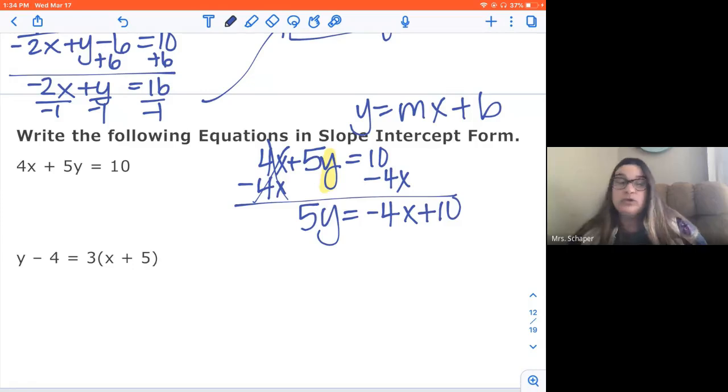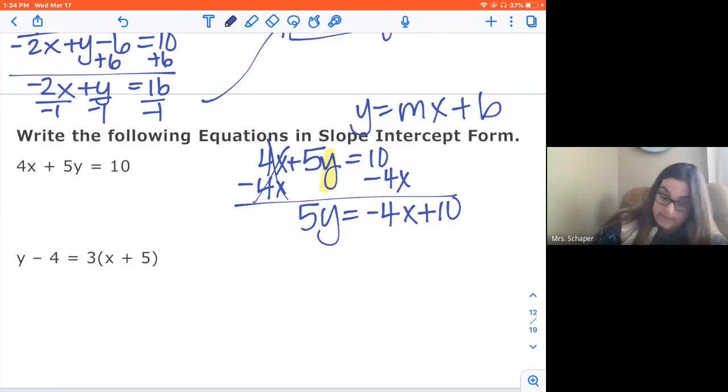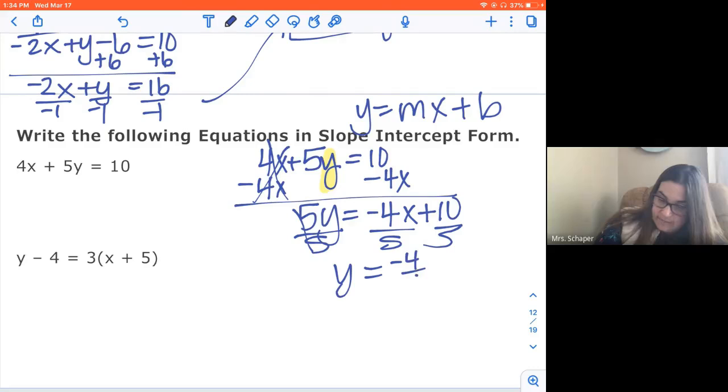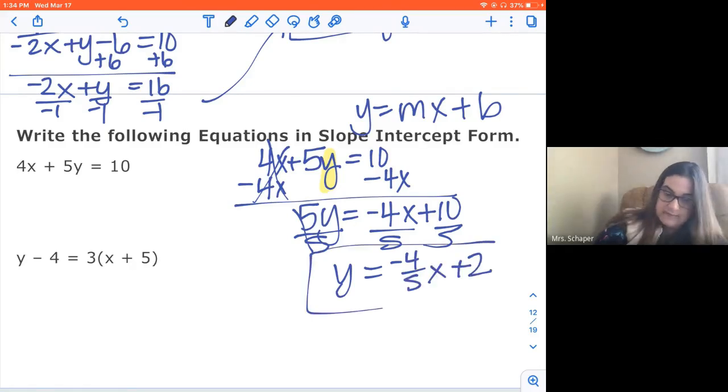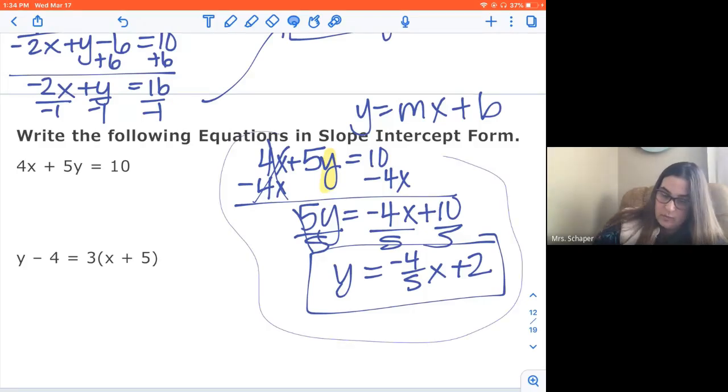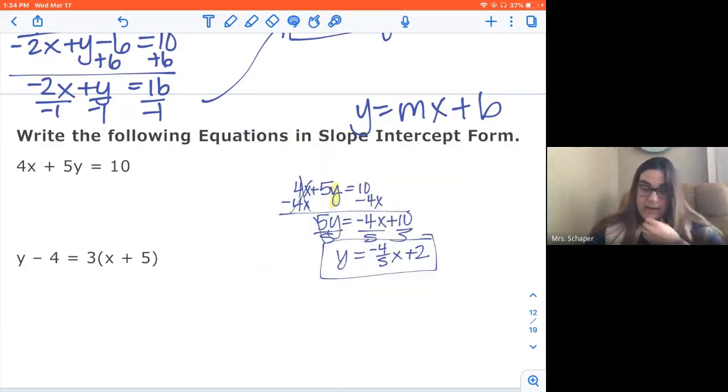Again, this is the work we were doing in parallel and perpendicular lines because we wanted to get it into slope-intercept form to figure out the slope. And then I'm going to divide everything by 5. So y equals negative 4/5 x plus 2. That is my equation in slope-intercept form. y equals mx plus b.